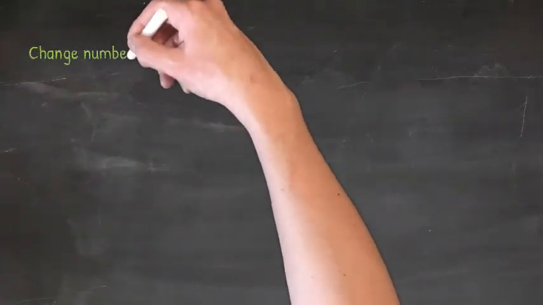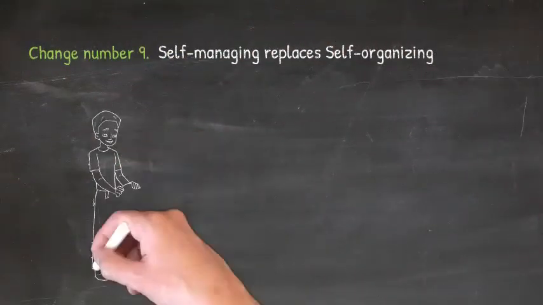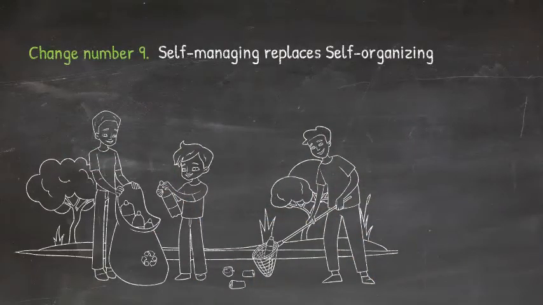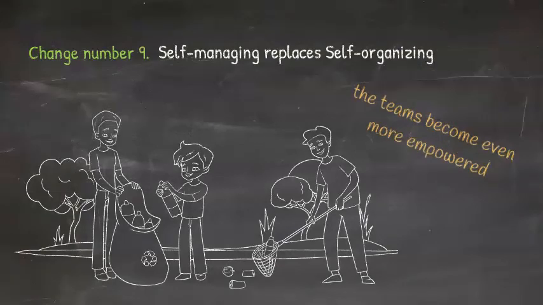Change number 9. Self-managing replaces self-organizing. The self-organizing team has been changed to a self-managing team. Self-managing teams are not managed by managers. When we say self-managing team, we mean that the team internally decides who does what, when, and how. With this change, the teams become even more empowered.